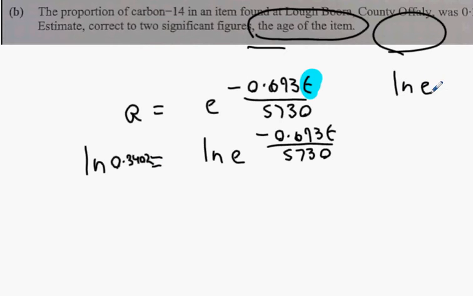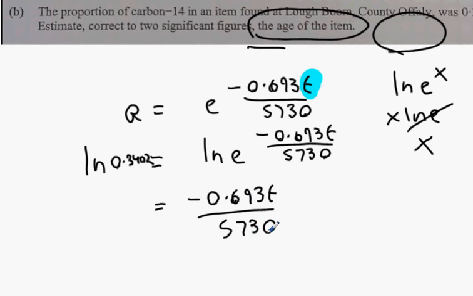As an example, ln e to the power of x, what can happen to the x? You get x ln e, and what's ln e? 1. So the answer would be x. Same deal here, bring the power forward: 0.693t over 5730, everybody right with that? ln e, brought the power to the front. What is ln e again? So, get rid of it there. And then ln 0.3402.